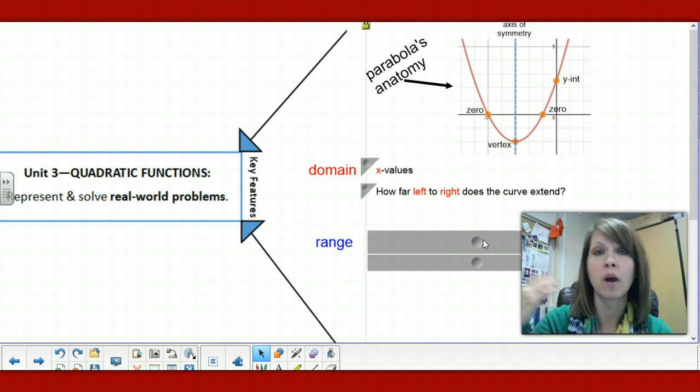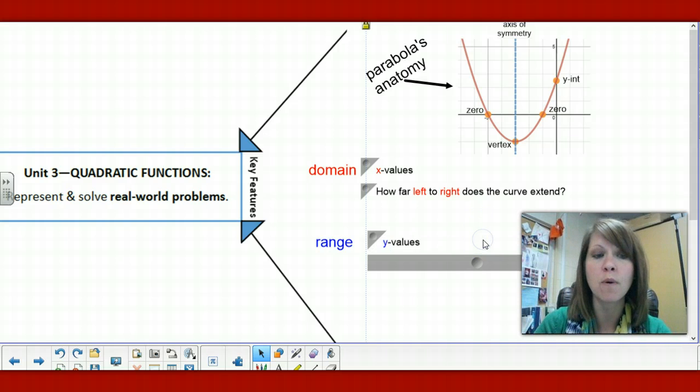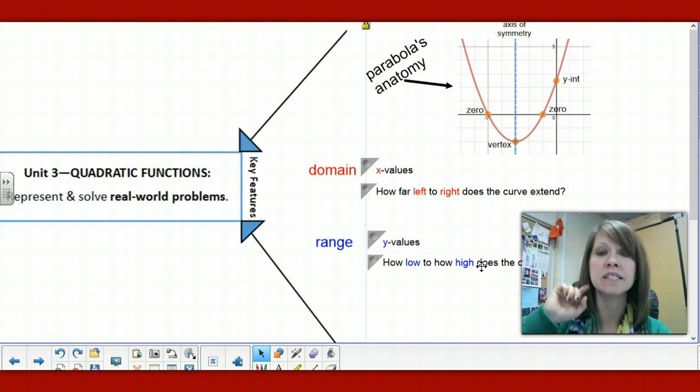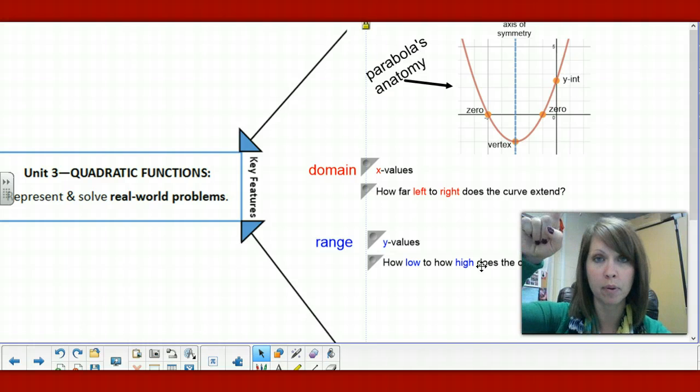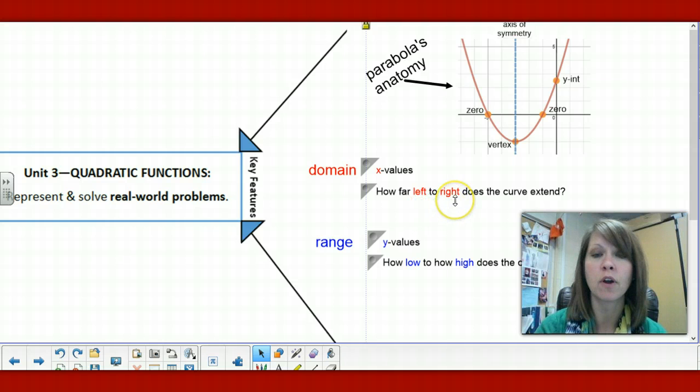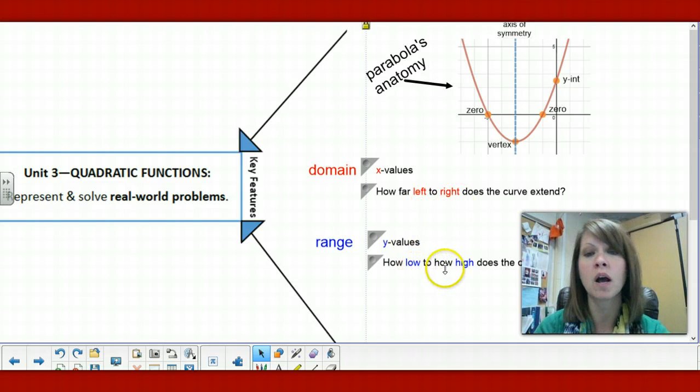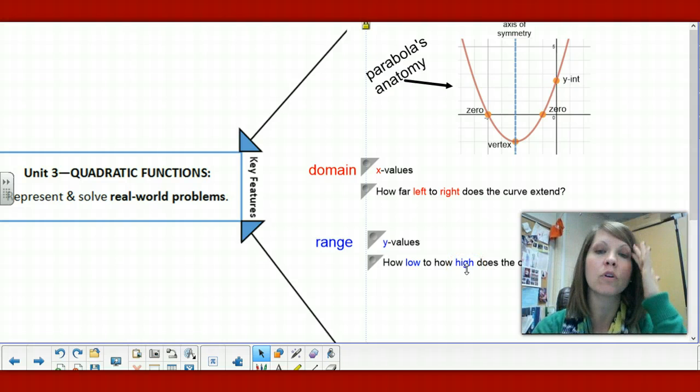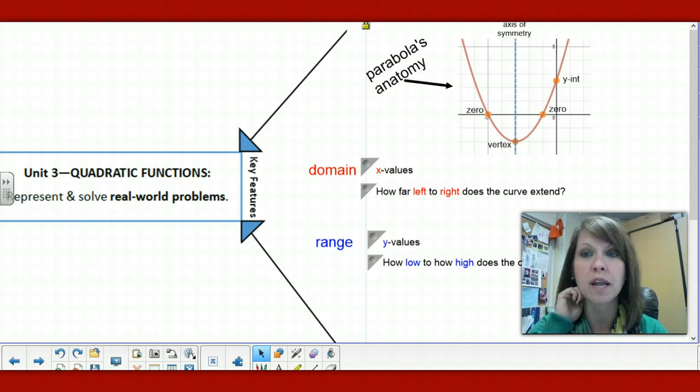For range, you probably thought about that. Well, if domain is x, range must be y, as the y values, and that's not untrue. But I want you to start asking this question: how low to how high does it go? How far down to how far up? Okay? Left is negative for x's, right is positive for x's, down is negative for y's, up is positive for y's. In that order: how far left to how far right, how low to how high. Okay, keep those two questions in your mind as we go through today.